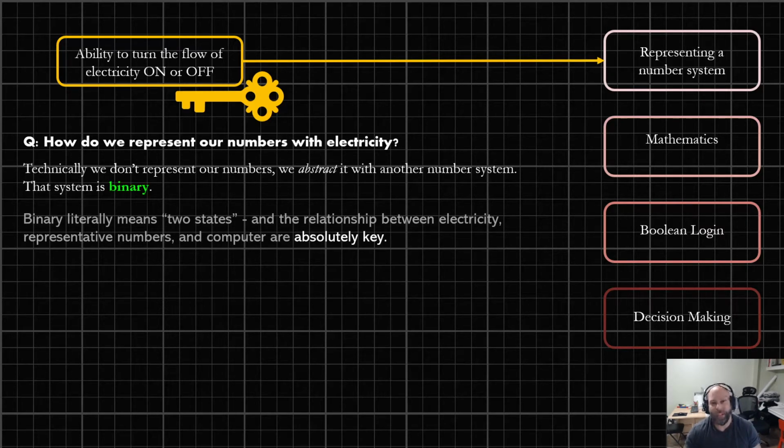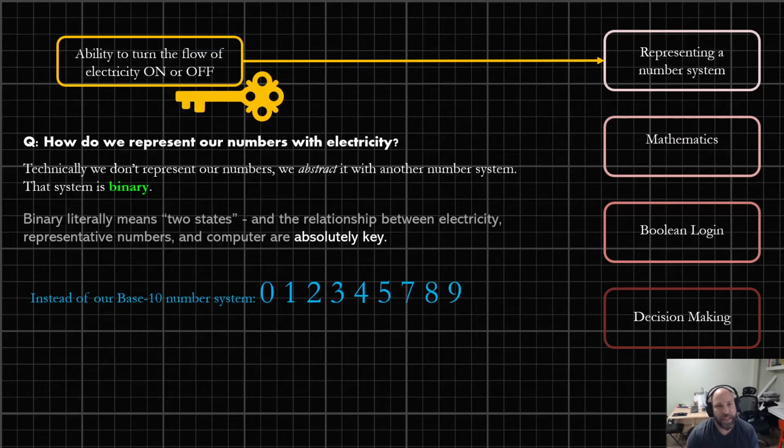Technically, we're not representing our number system. We're abstracting it with another number system that we can. And that number system is binary, literally meaning of two states. And the relationship between electricity and binary representation in computers or in circuitry is key.